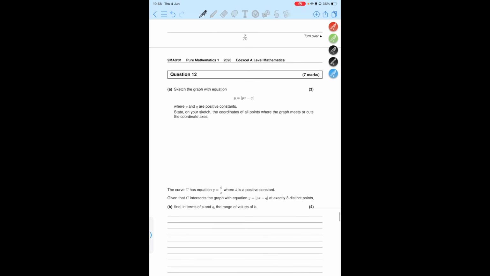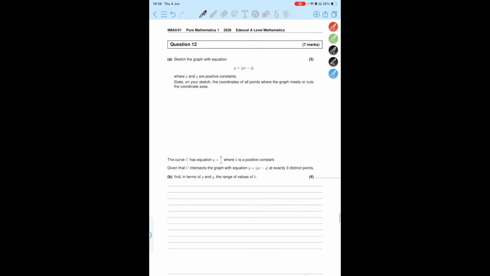So we've got to sketch a graph of y equals the modulus of px minus q, and it's a modulus function here. Let me just do my axes myself. I'm guessing they would have given you axes to draw on, but it's not a problem. x, y. Okay, so let's think about this function. We've got y equals the modulus of px minus q. When is y going to be equal to 0?